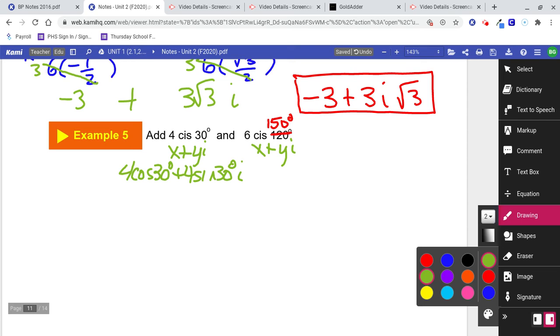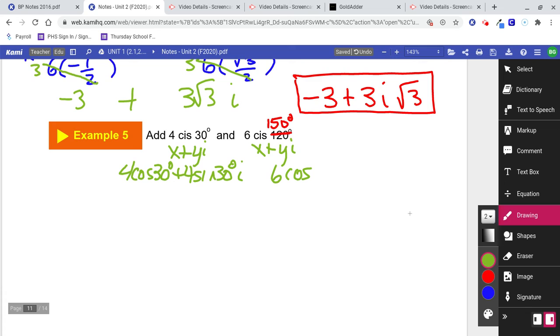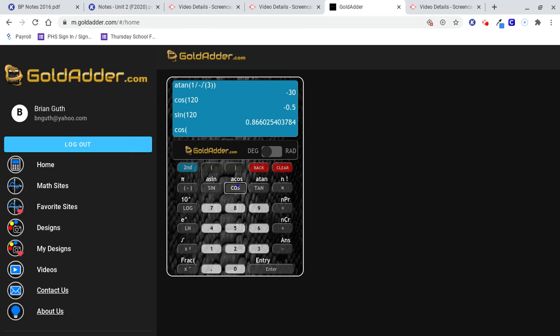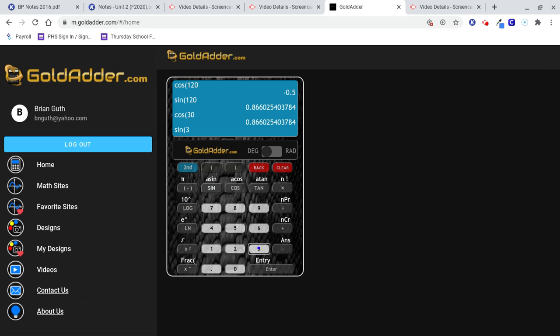And then over here, we're going to have 6 cosine 150 plus 6 sine 150 with an i on it. Okay? So I would highly recommend you do just the trig part. Cosine 30 is that 0.866 number. We've seen that before, right? 0.866. So we got 4 times that 0.866 number, but that was square root of 3 over 2, right? And then sine 30 is 0.5. Okay, good. So that's 1/2.